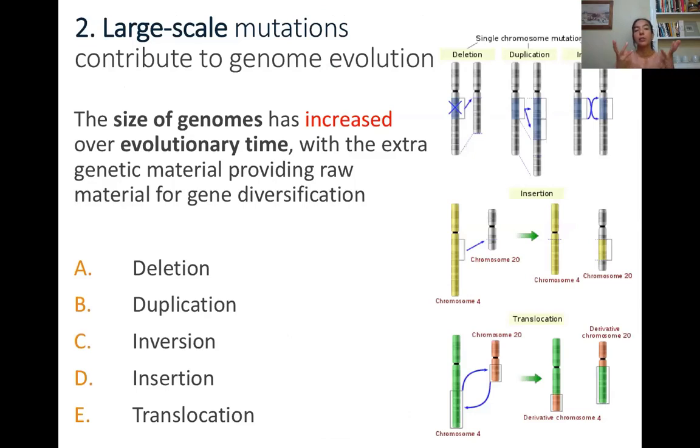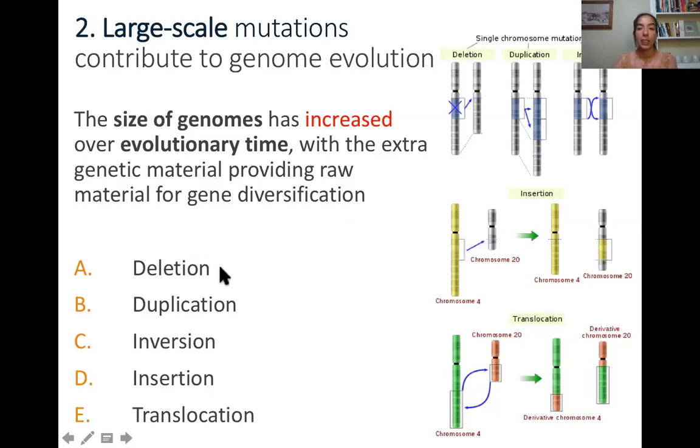I told you about the small scale mutation, and now we're going to look into the larger scale mutations. And these have an effect at the chromosomal level. And we think that the size of chromosomes or the size of genomes have increased over time due to these rearrangements of the chromosomes.